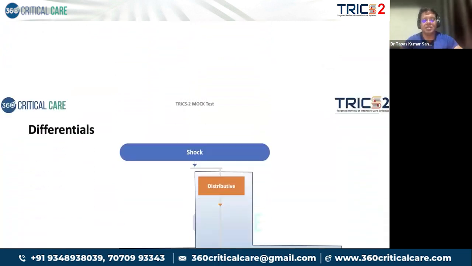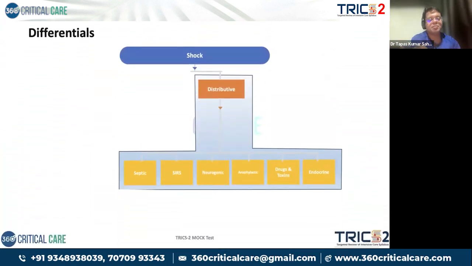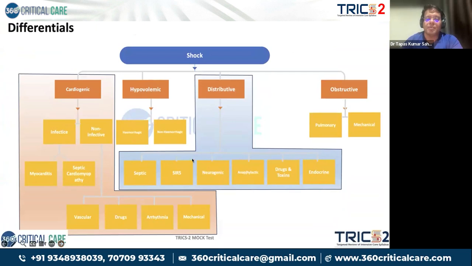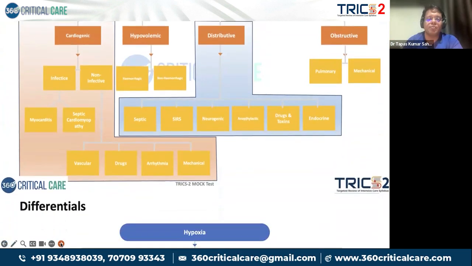Now, you see the distributive part. We already know from our training what the distributive causes are: septic, SIRS, neurogenic, anaphylactic, drugs and toxins, and endocrine causes. Now, the obstructive part is pulmonary embolism, which is a pulmonary cause, and some mechanical causes like pneumothorax, cardiac tamponade, or aortic dissection, something like that.